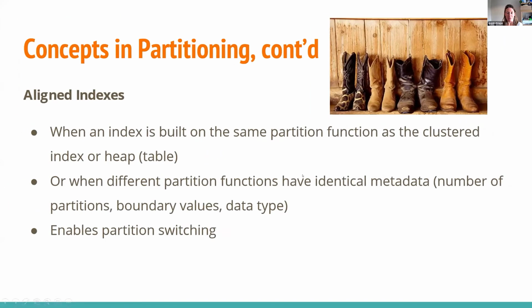Another thing that's going to come up a lot when you're looking at partitioning is aligned versus misaligned indexes. Some of the links that I've included will have more details on what aligned indexes are and why they are good. The short version is indexes must be aligned in order to enable partition switching. If they're not aligned, your switch is going to fail. So what are aligned indexes?